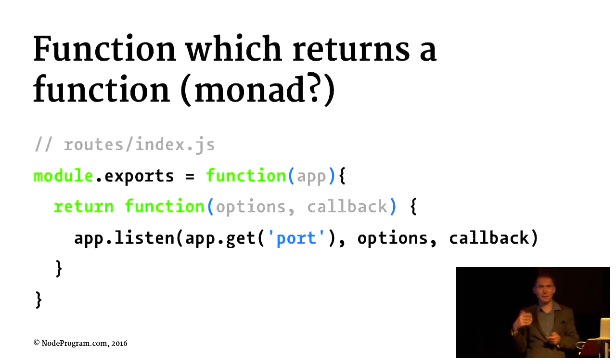So this pattern is called function which returns a function. Clunky name, someone called it monad. I started calling it monad, and then I was told by a functional programmer that it's not actually a monad. I don't know if we have functional programmers here. Maybe you can tell me what is the right name for this. Basically, we have a function. The app is kind of saved because the inner function has access to the outer scope, and then we can use the app inside for our next function.